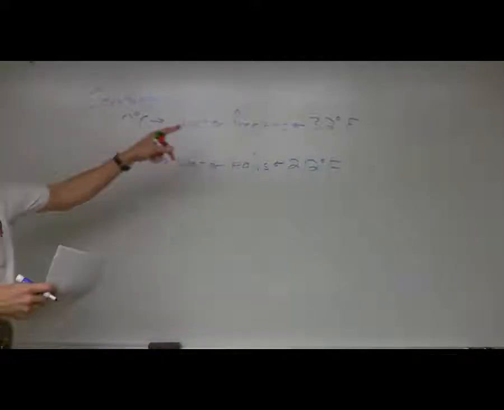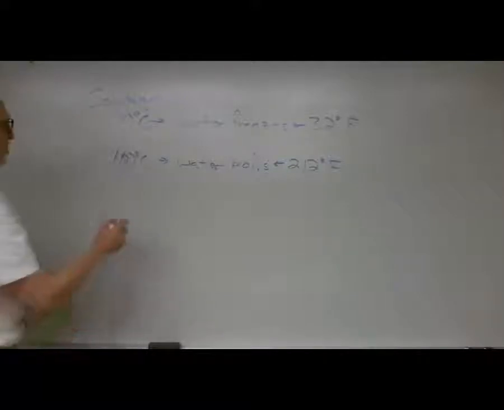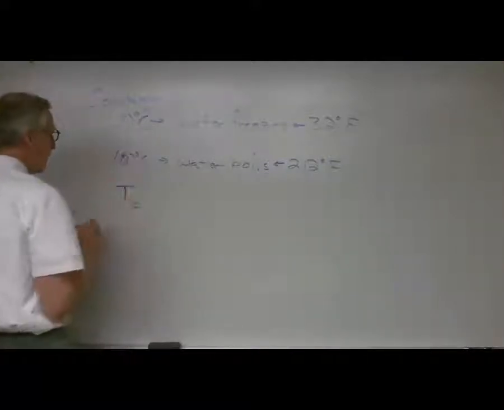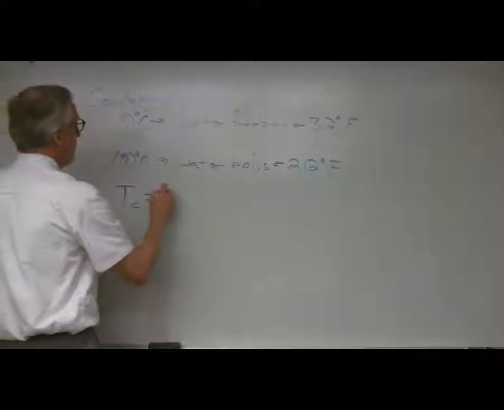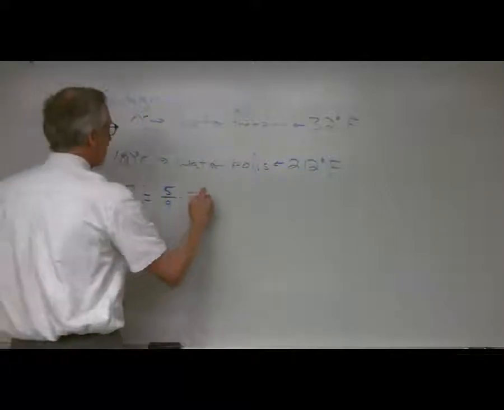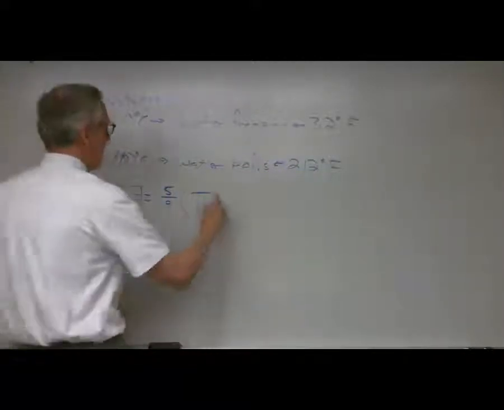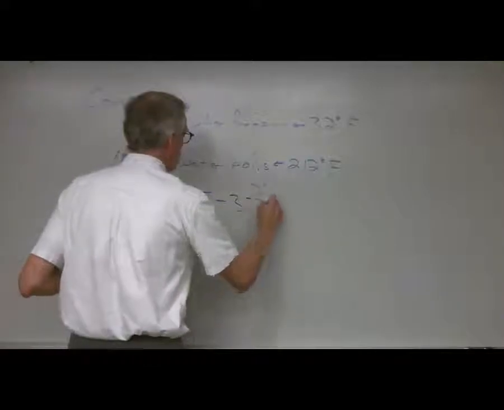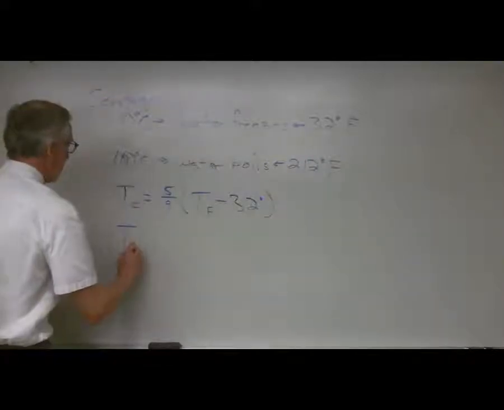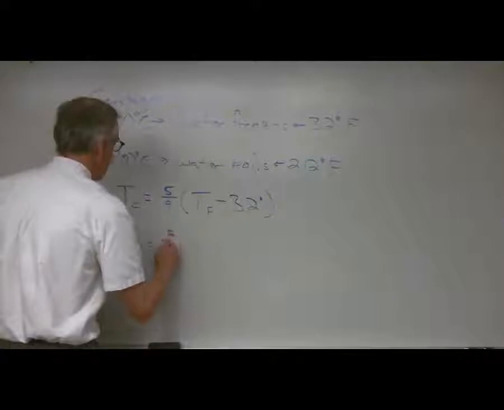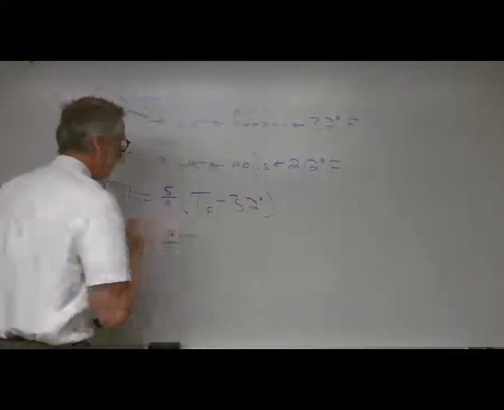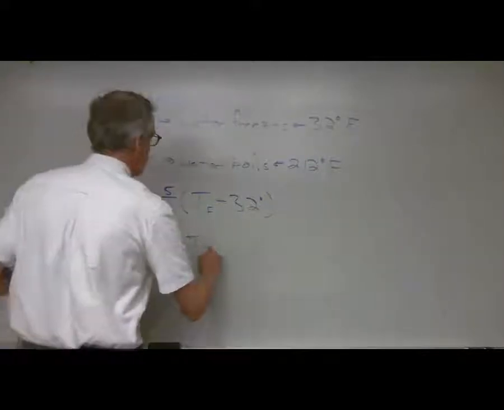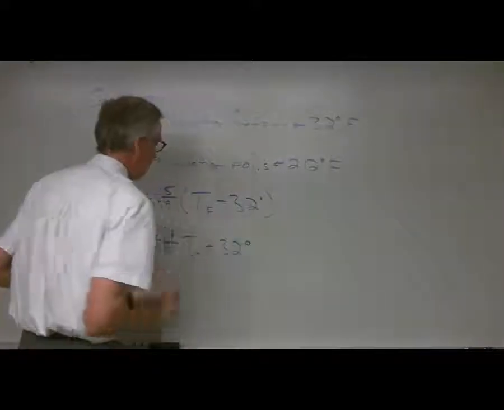We can determine a fairly easy corresponding equation between these two, in that the temperature in centigrade is equal to 5/9 times the temperature in Fahrenheit minus 32 degrees, while the temperature in Fahrenheit is equal to 9/5 times the temperature in centigrade plus 32 degrees. So we can go back and forth from one to the other.